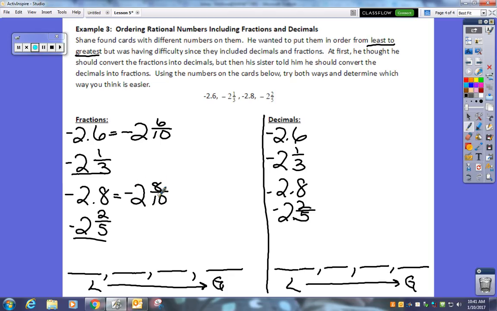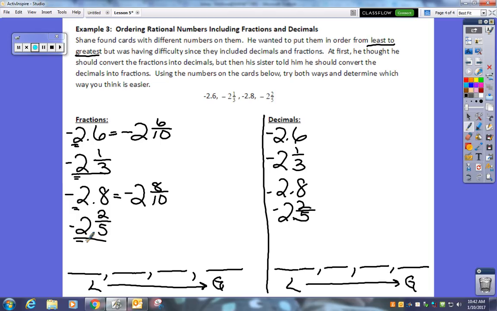So now I have 4 fractions to look at. I should mention first, though, I should have looked at the whole numbers first to compare. And since they are all the same, negative 2, negative 2, negative 2, that's why I have to look at the fractional part. So when comparing fractions, you really need to have a common denominator. If I'm looking at these denominators, I have 10, 3, 10, and 5. I have to come up with a common denominator for them.